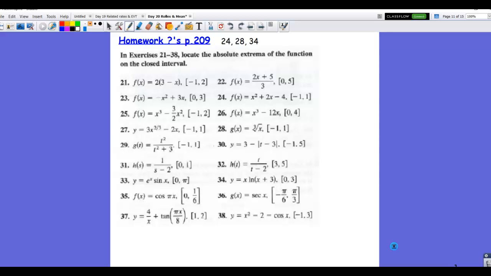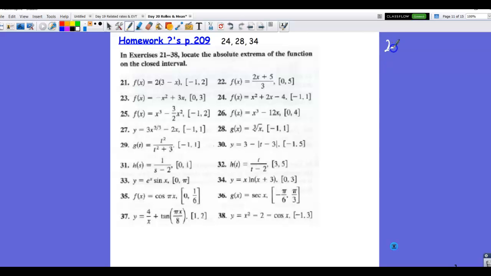In this video, we're going to take a look at the homework for extreme value theorem, for Rolle's theorem, and for mean value theorem. So let's jump in. So we're going to begin on page 209, problem number 24. So I'm going to start over here on the right-hand side.